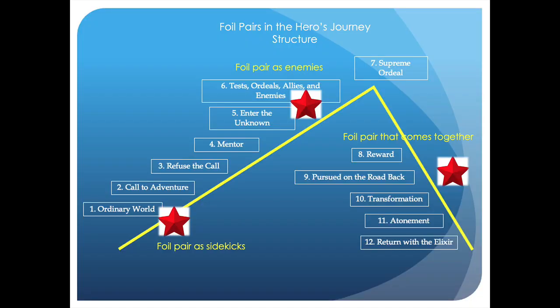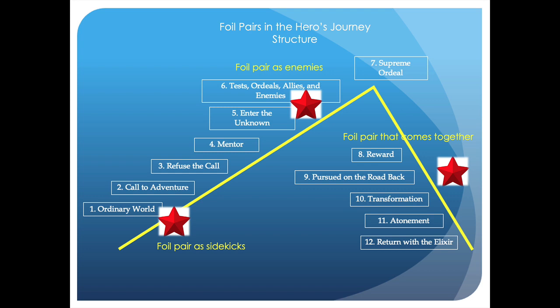And so here's where we can see foil pairs typically show up in the hero's journey. At the very beginning, like we said, we might see a foil pair as sidekick, where we have our hero, they have a sidekick with them, and they just kind of work together throughout the whole hero's journey. Around stage 6, we might see foil pair as enemies, where our hero has to engage in some sort of struggle against a foil that has the complete opposite personality, complete opposite view of life, etc.